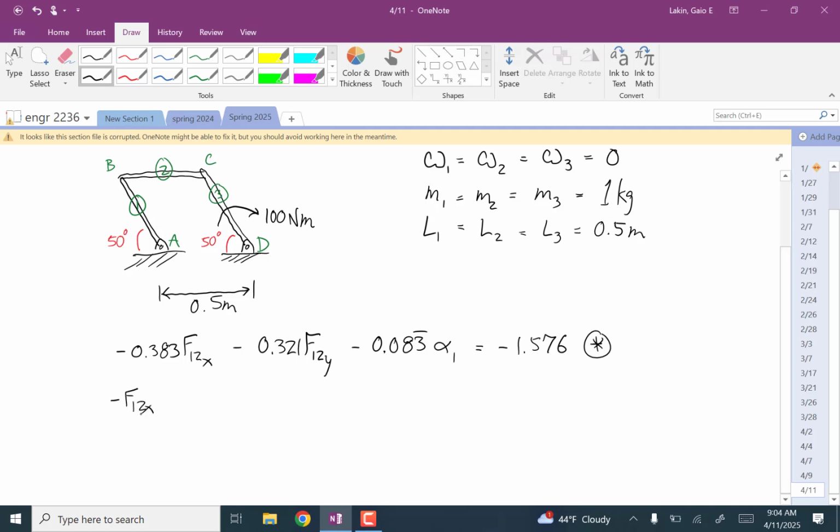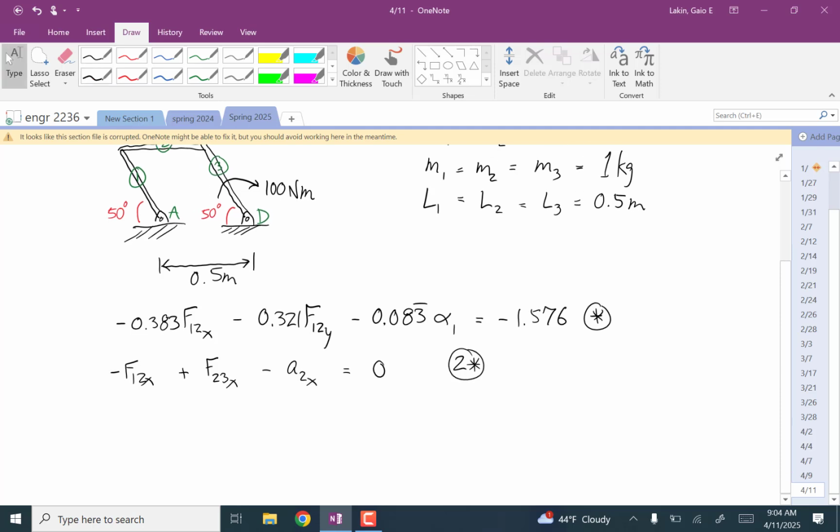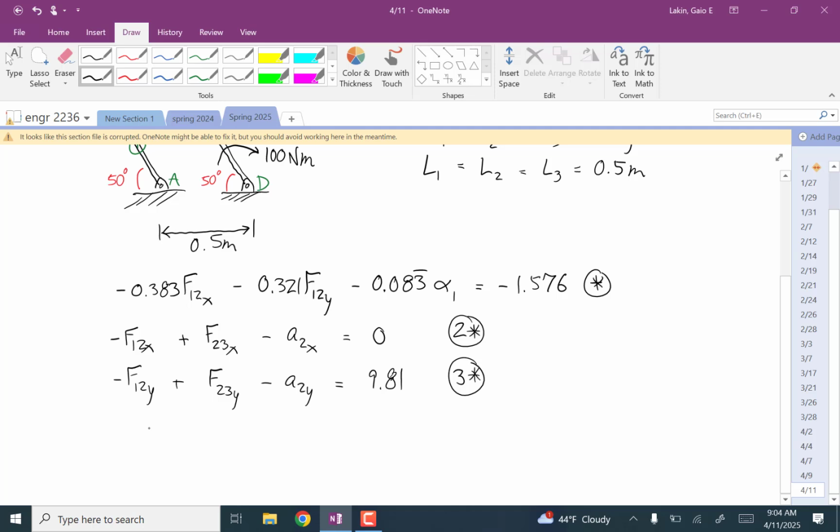Negative F12X plus F23X minus A2X is equal to 0. And then negative F12Y plus F23Y minus A2Y is equal to 9.81. That's equation 3. And then last, 0.25 F12Y plus 0.25 F23Y minus 0.02083 repeating alpha 2 is equal to 0. That's equation 4.